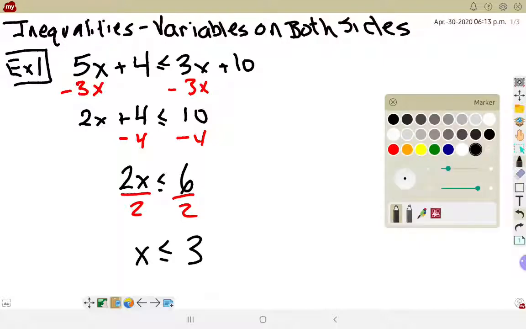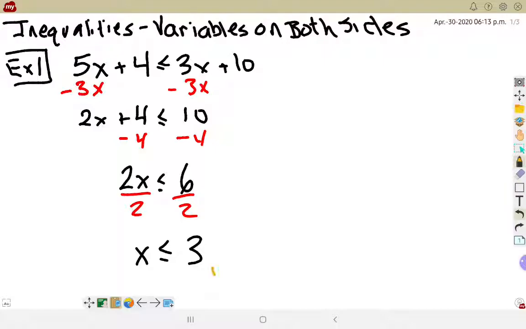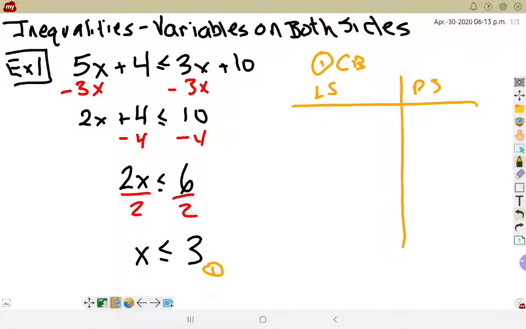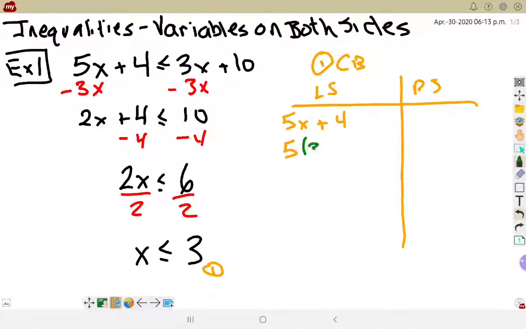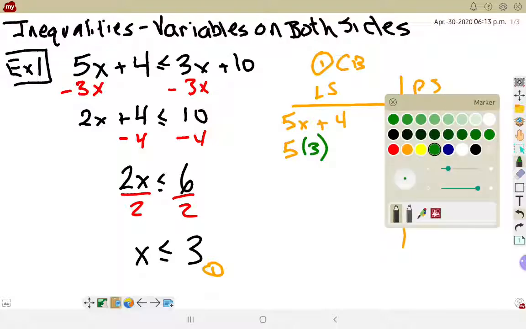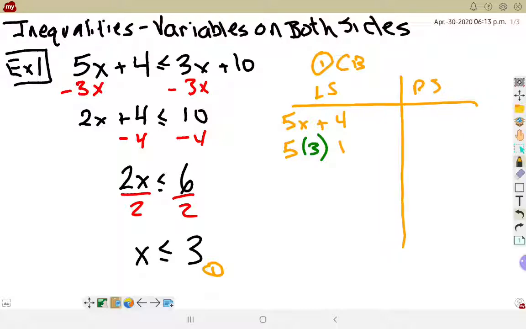Like before, I'm going to verify that this works. The first thing I'm going to check is that boundary point. I do have work to do on both sides of the inequality here, so I need to make sure I write out both sides separately. I'm testing that if I put that value of 3 back into my original expression, the left side and the right side would be equal to one another.